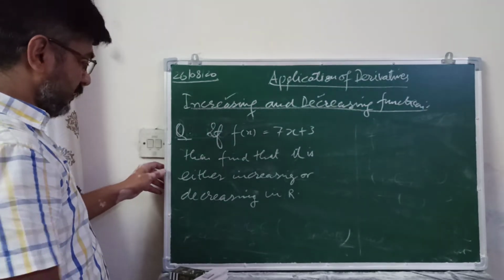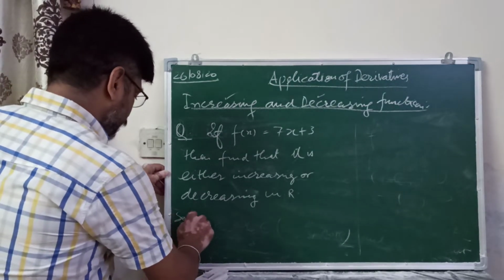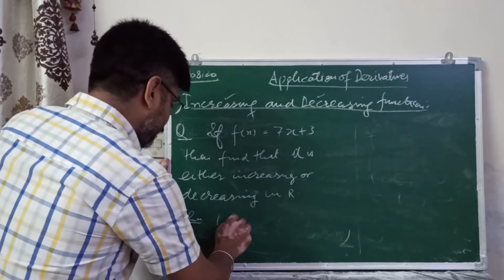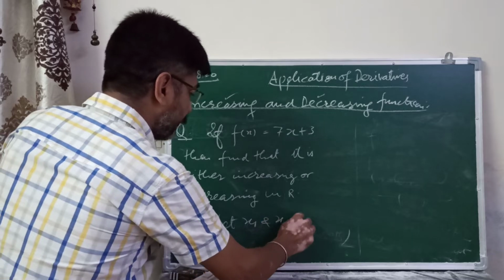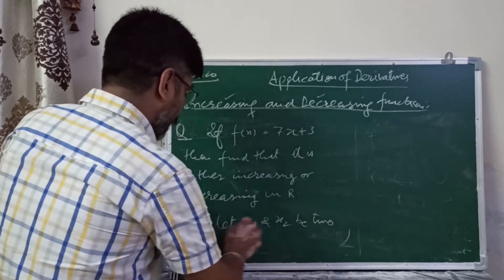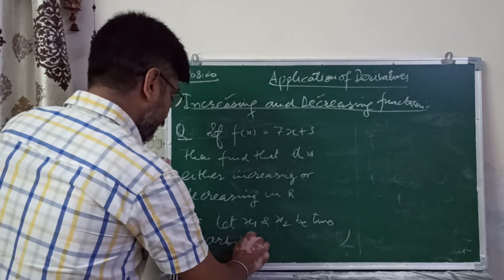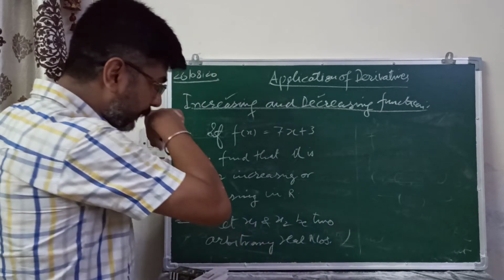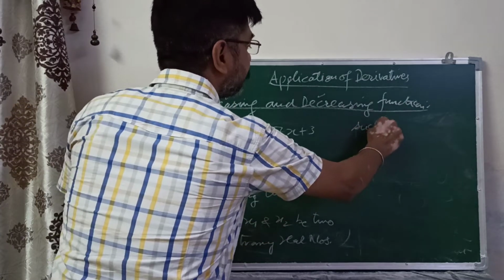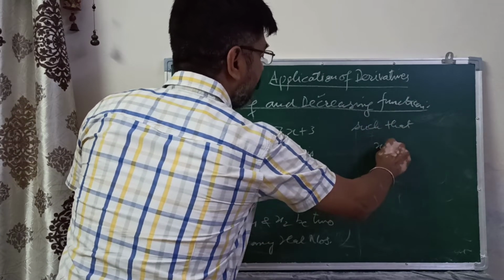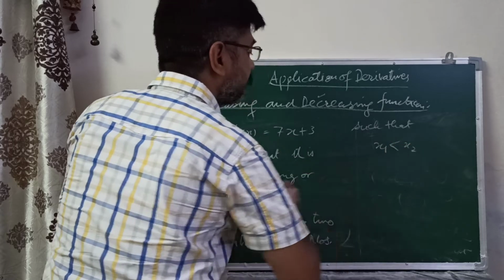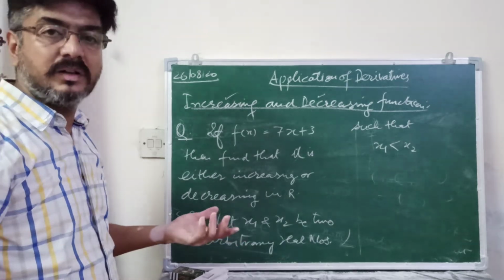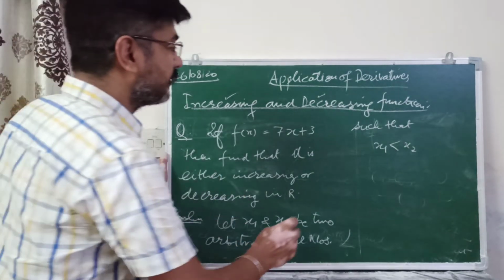First of all, we will take two arbitrary real numbers x1 and x2. Let x1 and x2 be two arbitrary real numbers such that x1 is less than x2. This is the condition. We have taken two numbers x1 and x2, and x1 is smaller than x2.